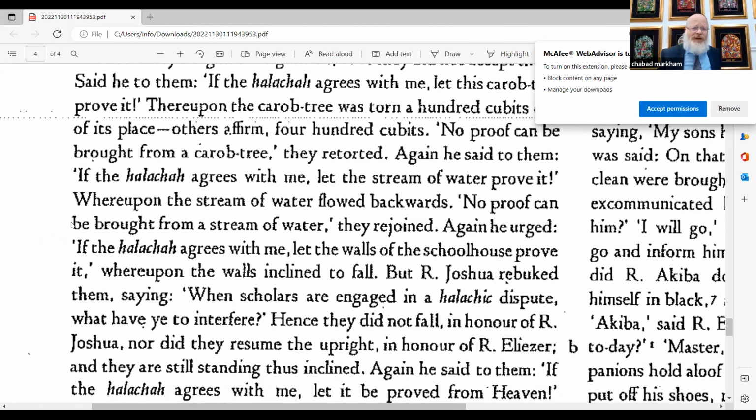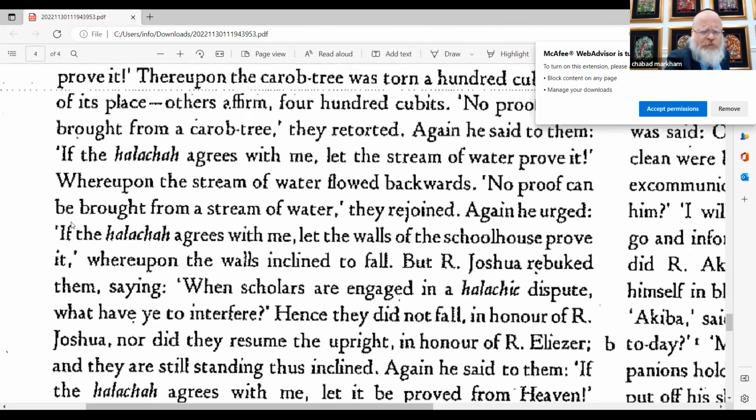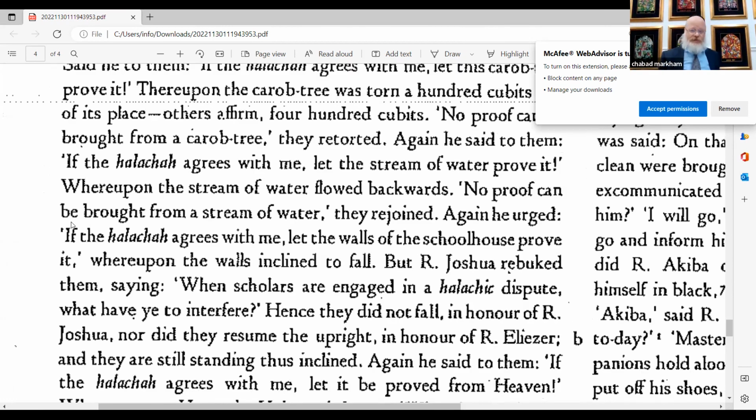Again, he said to them, if the halacha agrees with me, let the stream of water prove it. Whereupon the stream of water flowed backwards. No proof can be brought from the stream of water, they rejoined. Again, he argued, if the halacha agrees with me, let the wall of the schoolhouse prove it. Whereupon the walls inclined to fall.